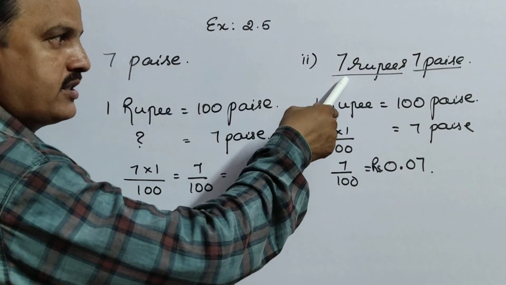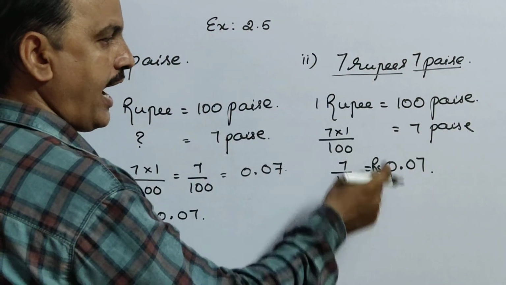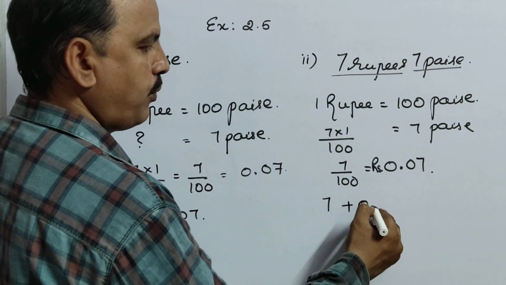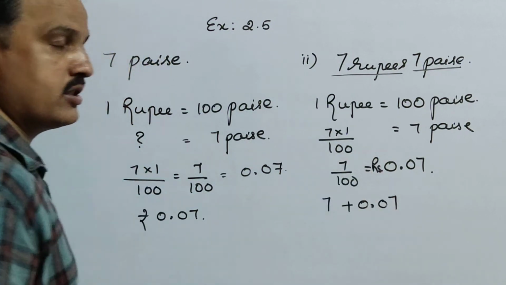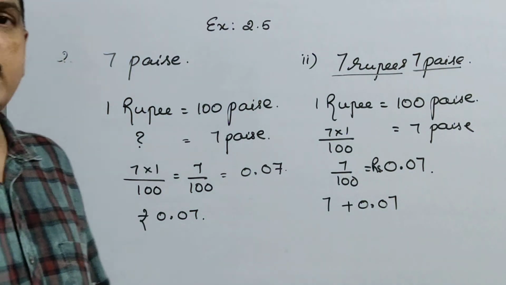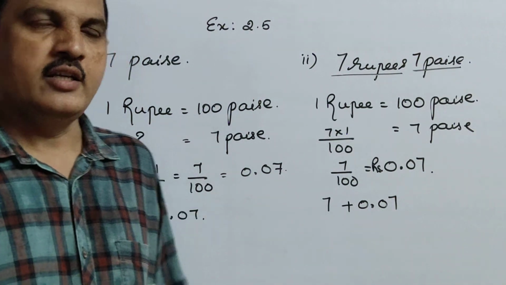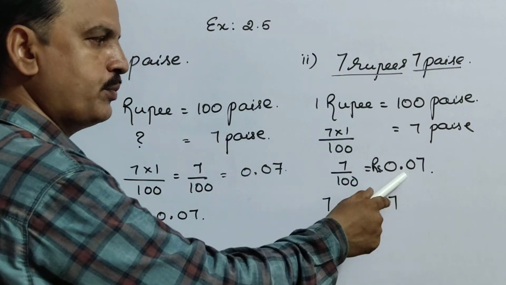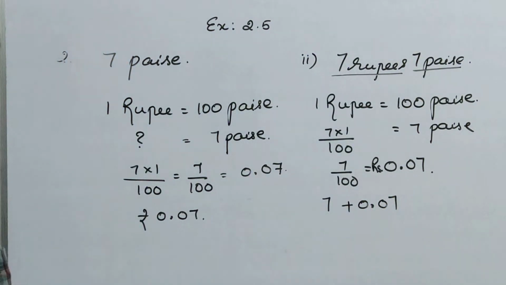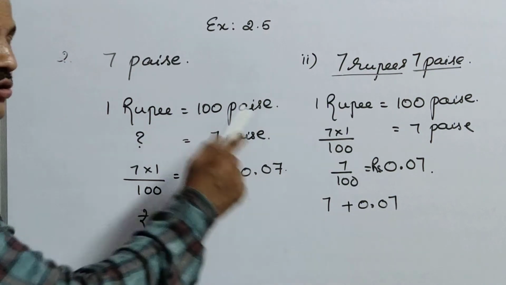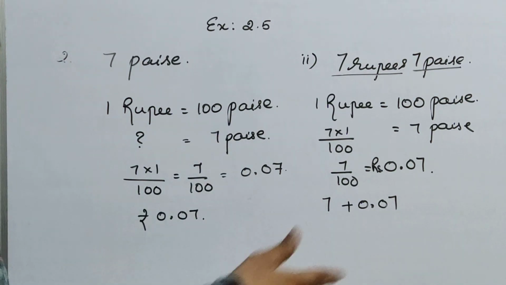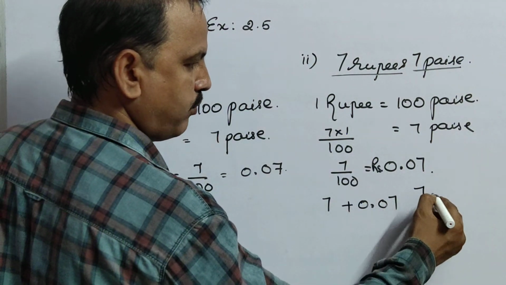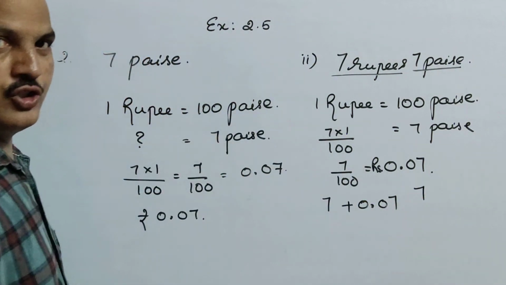Now, what is that rupees? 7 rupees. Now, we have to add these two: 7 rupees plus 0.07 rupees. Because the complete sum you want in rupees only. That's why we are adding this rupees and what we converted from paisa into rupees. That's why I told you how to do addition and subtraction just in this video only. Now, 7. And how will you place now 0.07?